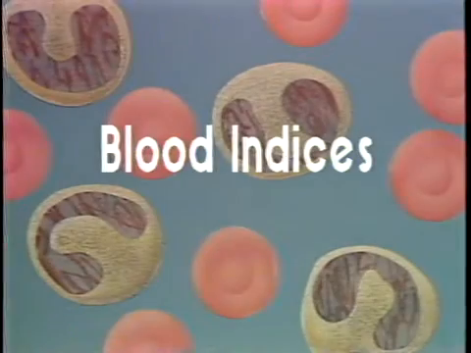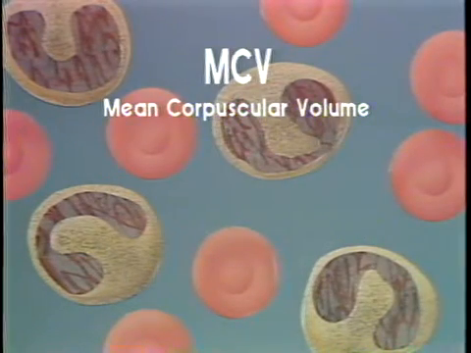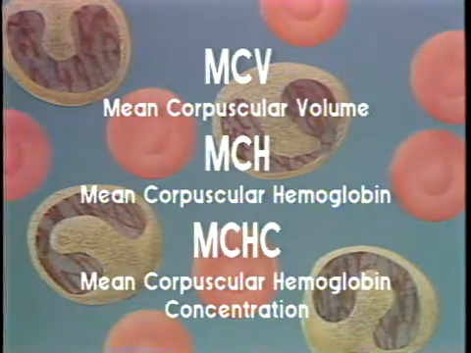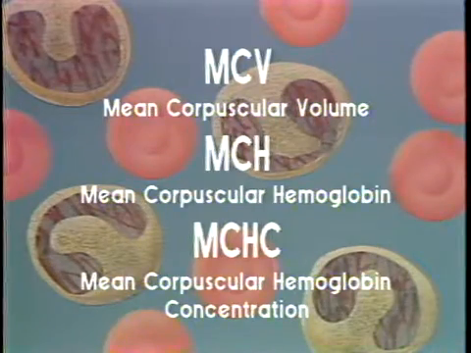The blood indices express the individual characteristics of red blood cells. The indices include mean corpuscular volume, mean corpuscular hemoglobin, and mean corpuscular hemoglobin concentration. They are determined by mathematically relating the red blood cell count, the hemoglobin concentration, and the hematocrit.